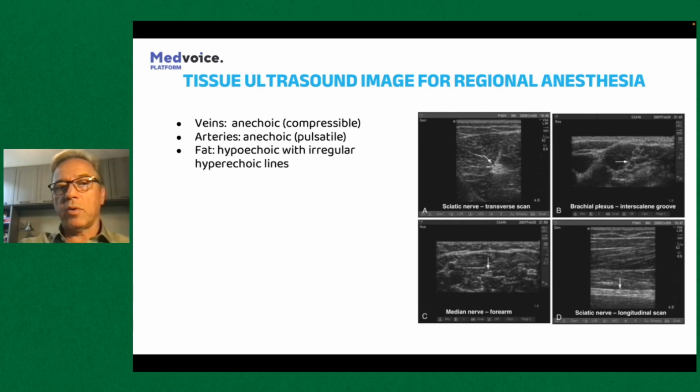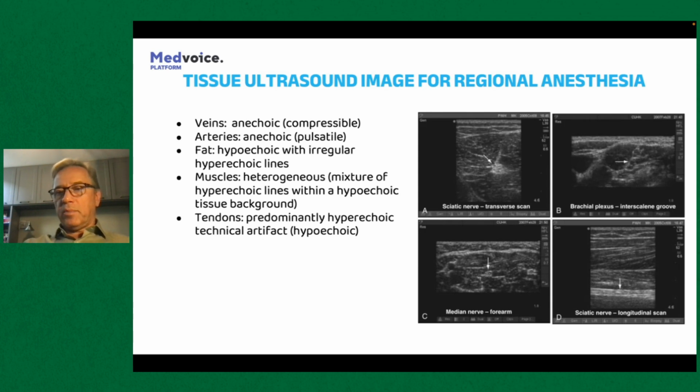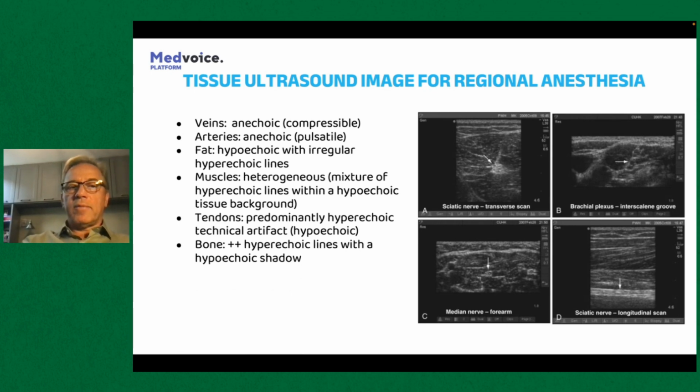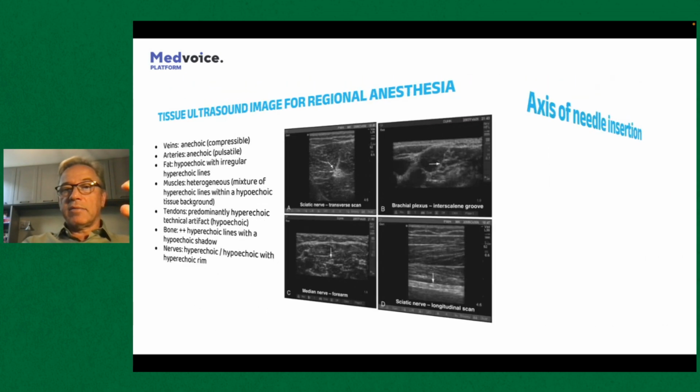Fat is hypoechoic with irregular hyperechoic lines within it. Muscles are a mixture of hyperechoic lines with hypoechoic tissue background, because within muscles we have tendons. Tendons are predominantly hyperechoic, predominantly white, and bones are hyperechoic with hypoechoic shadows. And nerves could be hyperechoic and hypoechoic with a rim around them. Let's have a look.